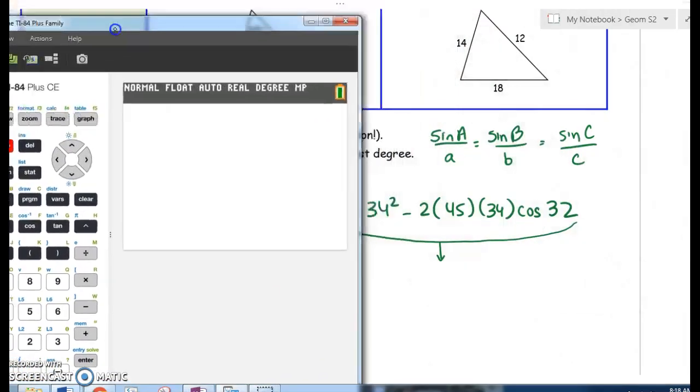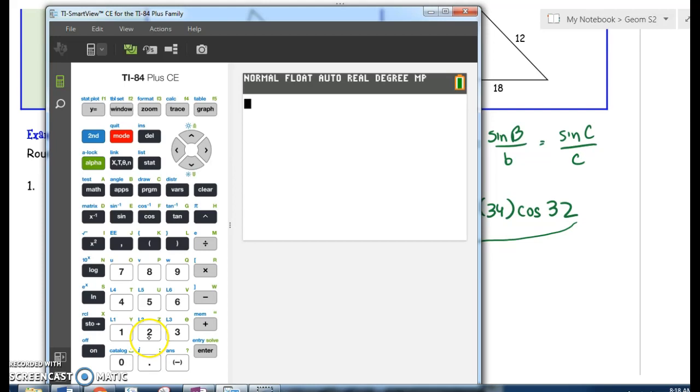Okay, so we've got, I can't quite get it all to fit on the screen, but we're going to do 45 squared plus 34 squared. And just be careful how you type this all in. Minus 2 times 45 times 34 cosine 32. So I typed it all in at once. Hit enter, you get this crazy number of 585.97, etc. And so then that's what C squared equals.